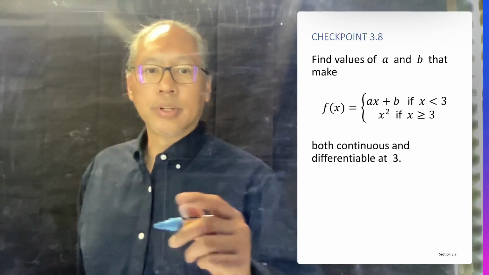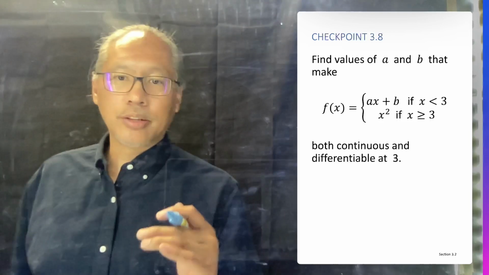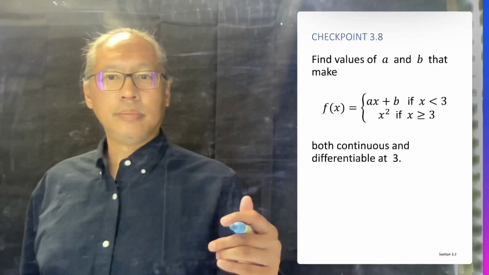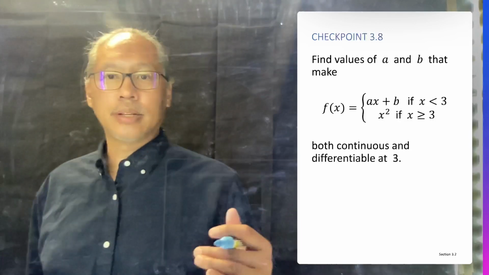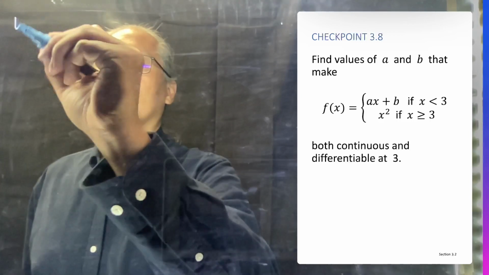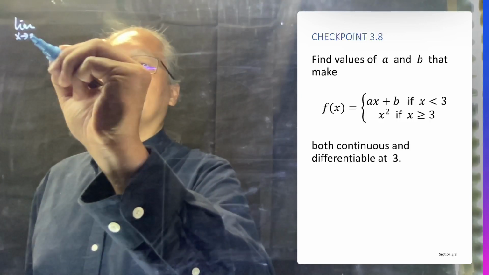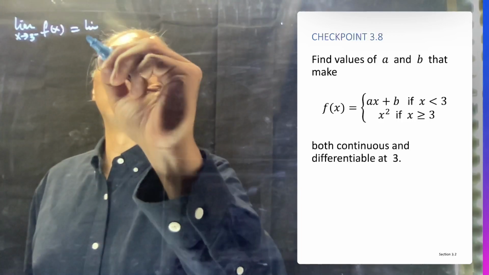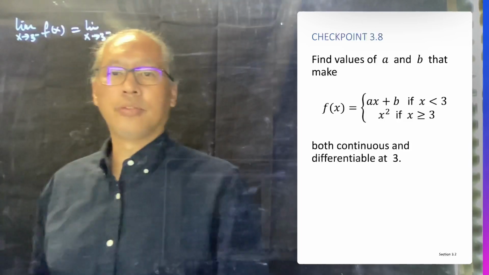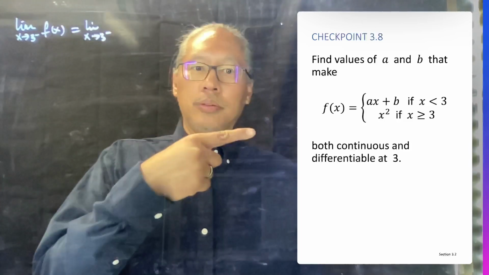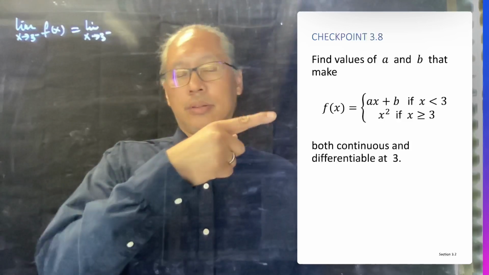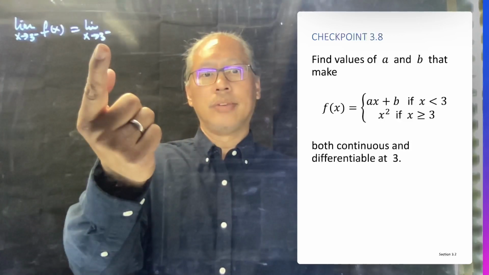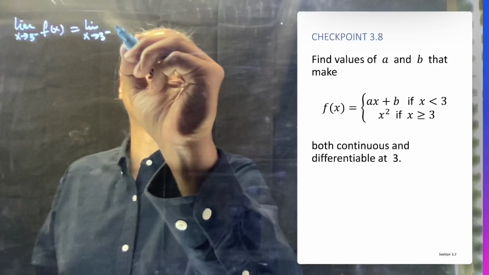All right, we're going to look at continuity. Since it's a piecewise function, we're probably going to be more concerned about the limit existing from the left and the right side. So let's focus on the limits. Let's say the limit as x approaches 3 from the negative side of the function will equal the limit as x approaches 3 from the positive side of the function. And the function that we want to use is the piece where we put in values that are less than 3. So for values that are less than 3, we're going to use ax plus b as our function.